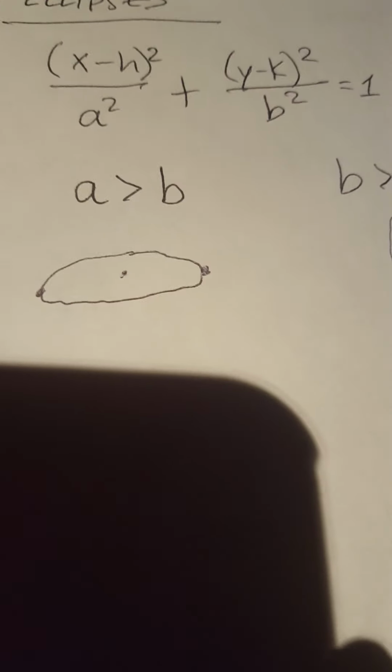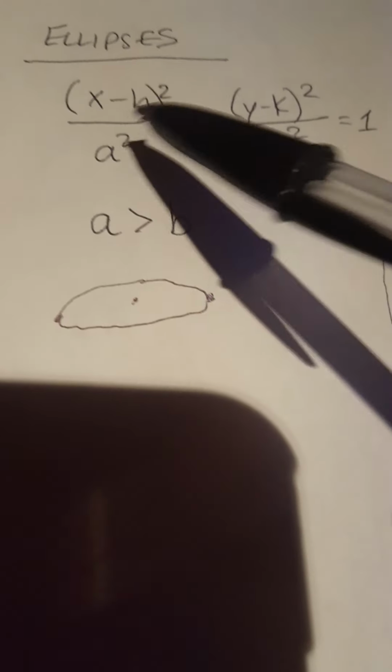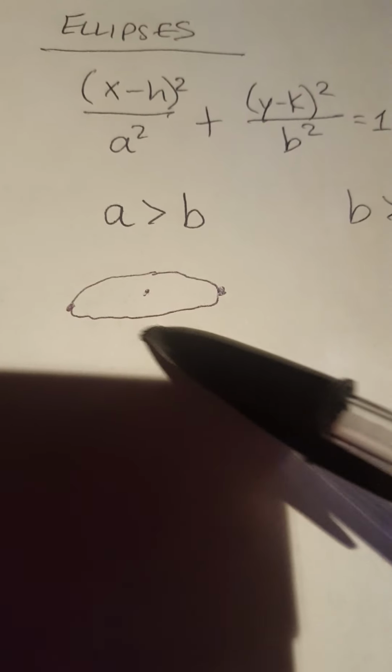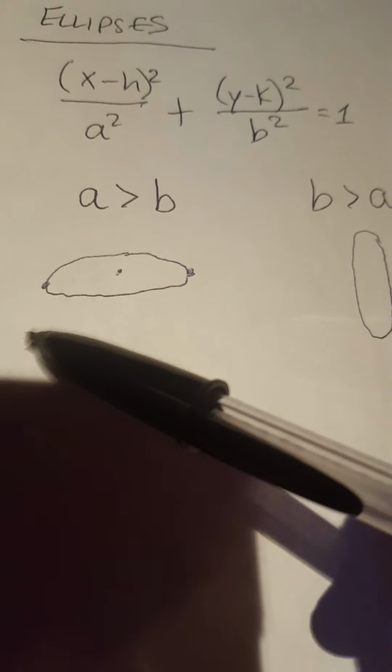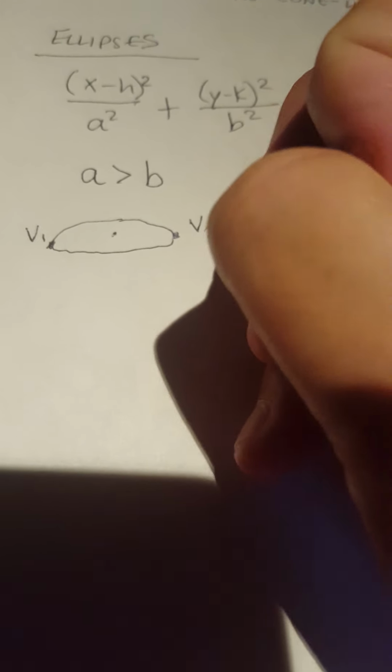Okay, the ellipse is going to look different depending on what is bigger, the a or the b. If you have this ellipse and let's say that your a is bigger than your b, then this means that your ellipse is going to be longer, going from left to right. Ellipses have two vertices, one way out here. I'll say V1 for vertex 1, and vertex 2 is going to be way out here.